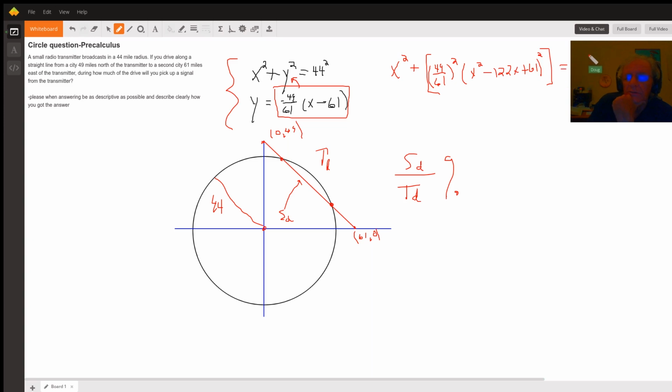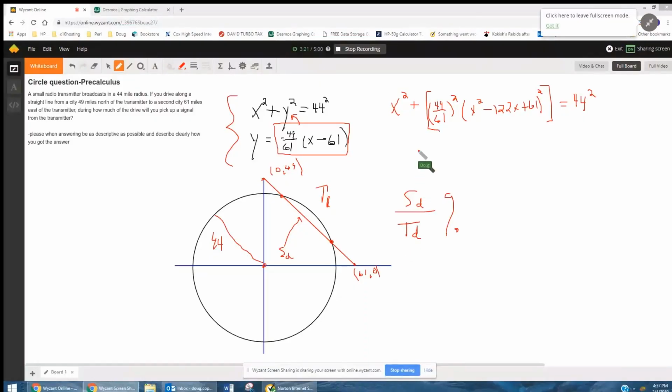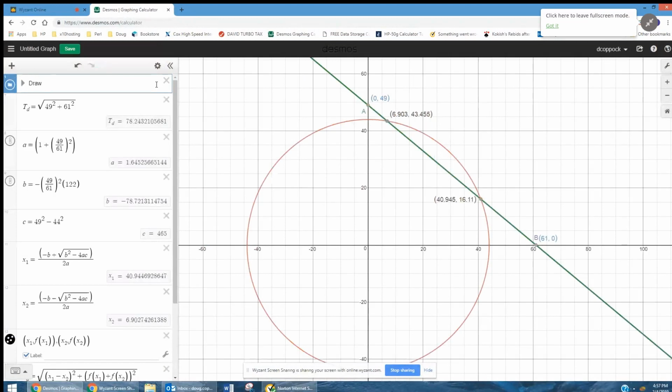Now, solving that for x, that's a quadratic equation. We're going to have to get it in the form ax squared plus bx plus c equals 0, and probably use the quadratic formula. I'm not going to do that here, but I am going to share my screen and show you how I did it using the online Desmos graphing calculator. And I'll include the URL to this graph in my answer.